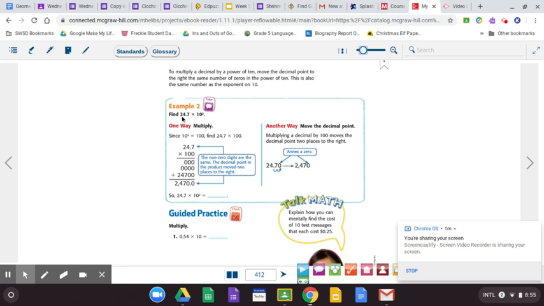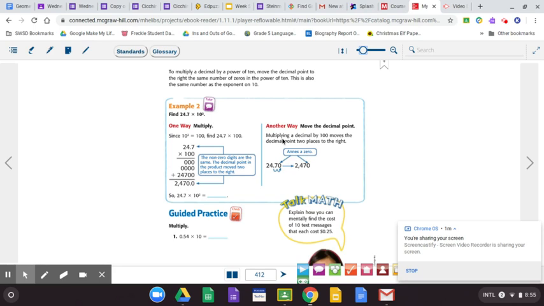This is 24 and 7/10 times 10 to the second power. So one way is you could always multiply. It just takes a lot longer to do the multiplication. But this is how you would do it if you were regularly multiplying.